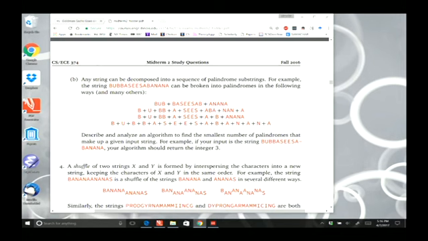But for palindromes the yes or no answer is trivial, because every string can be broken up into palindromes. Why? Because each letter is a palindrome by itself. So the answer is always yes, and it's not an interesting question to ask. So the more interesting question is the optimization version: I want to break it up into the smallest number of palindromes. That's not as easy, because as you can see in that example, there are many ways of breaking it up.